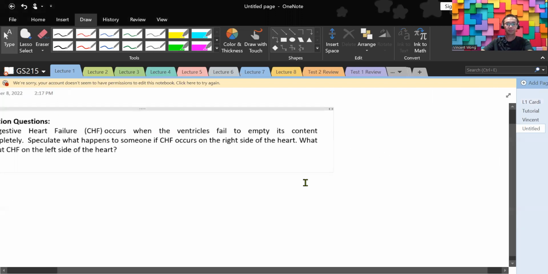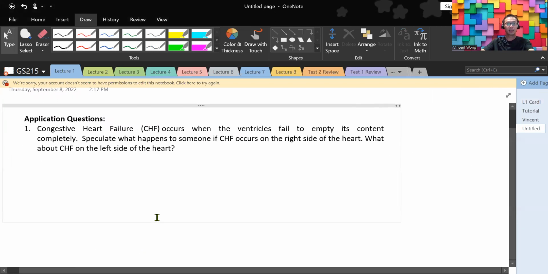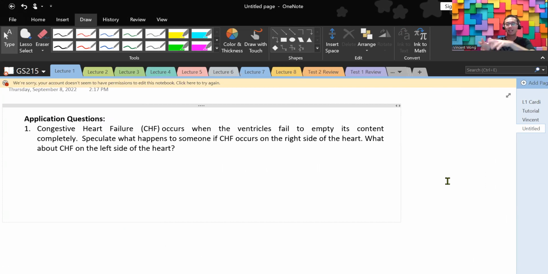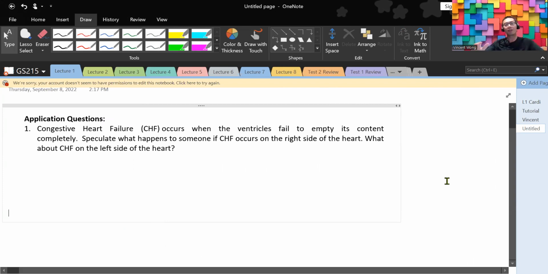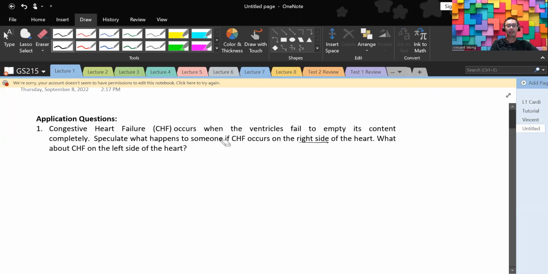Okay, so here, congestive heart failure, which is something that we have not talked about at all in the lecture, which is why it's an application question, right? It's supposed to be something that you haven't seen, but you have all the knowledge required to answer the question. So let's see. Congestive heart failure, or CHF, occurs when the ventricles fail to empty its content completely. Speculate what happens to someone if CHF occurs on the right side of the heart, okay, and then what happens on the left side. So let's draw this out.